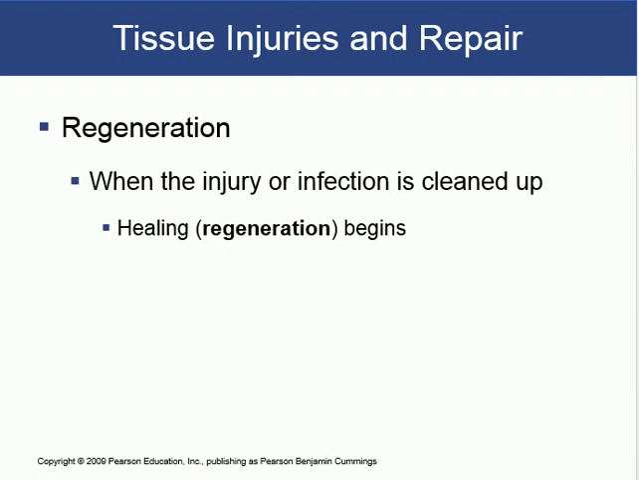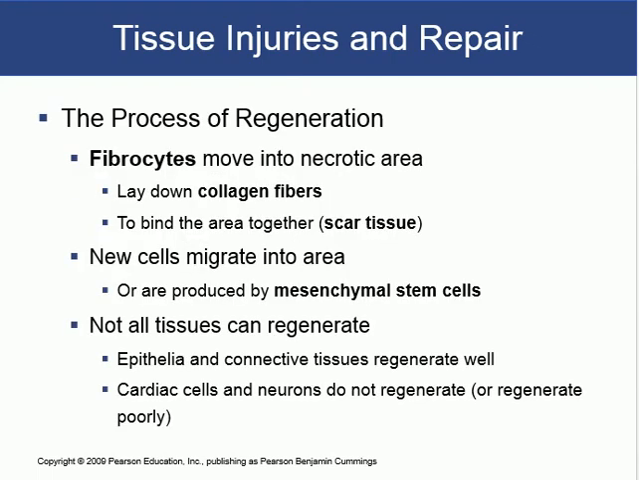Fibrocytes, these are the cells that produce fibrous tissue. What type of fibrous tissue? Collagen. And it can make a scar. And the replacement of the cells that died will come from mesenchymal stem cells. And as we mentioned before, not all cells regenerate.